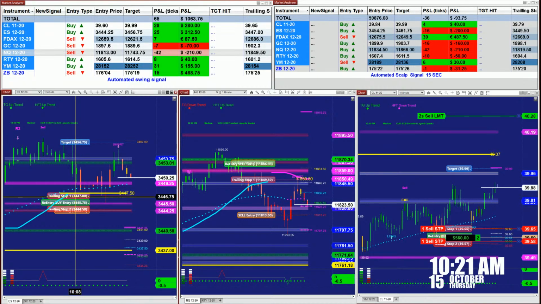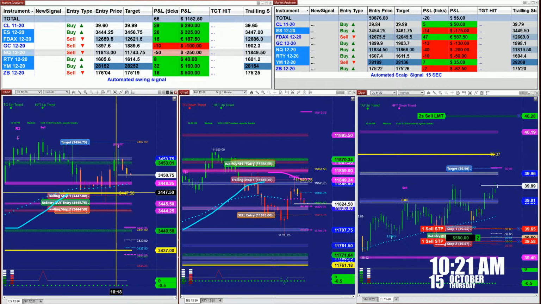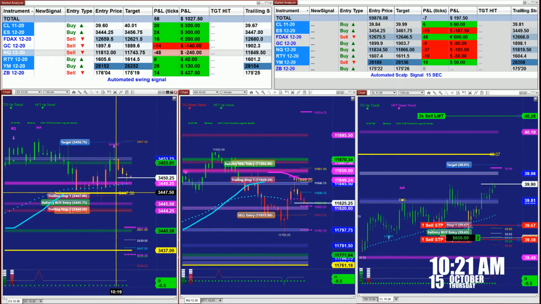It's giving us the entry, the re-entry, the pullback re-entry. All of it is on the chart. You don't need to do any drawing. It's only a fully automated signal that tells you what's going on in the market.